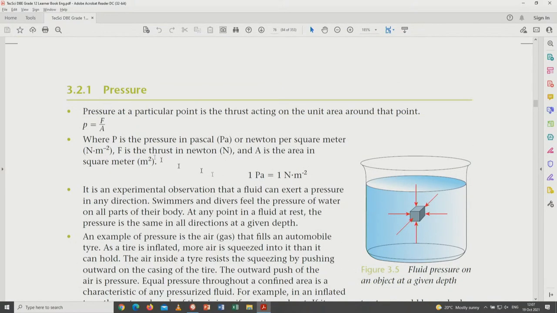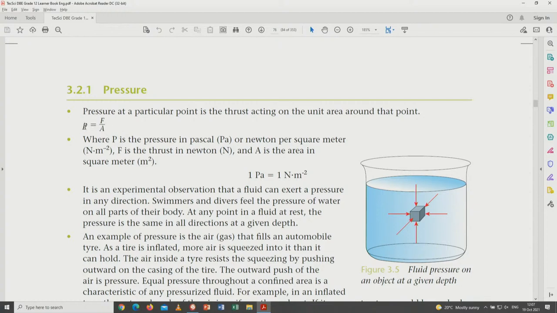So we notice that pressure at a particular point is the thrust acting on the unit area around that point. We already have the formula for pressure. Pressure is the force acting on a unit area. Even in liquids or fluids, the pressure at a particular point is the thrust or the force. Remember that we said that thrust is a normal force acting on a particular area or unit area around that point. So the formula for pressure is still given like that.